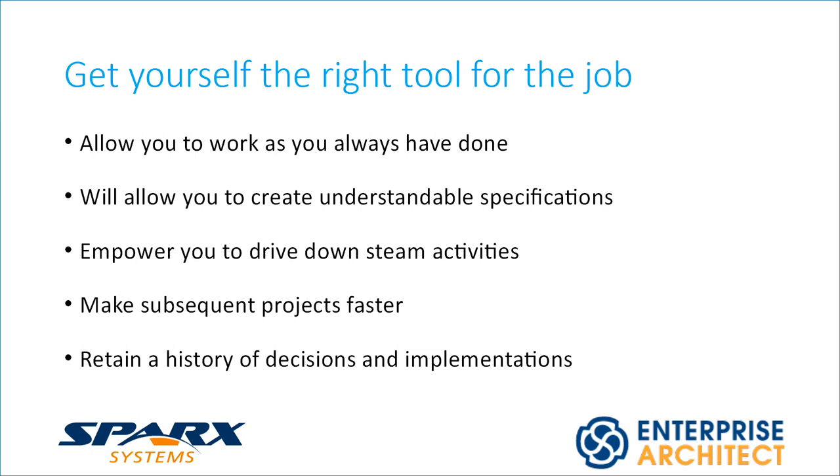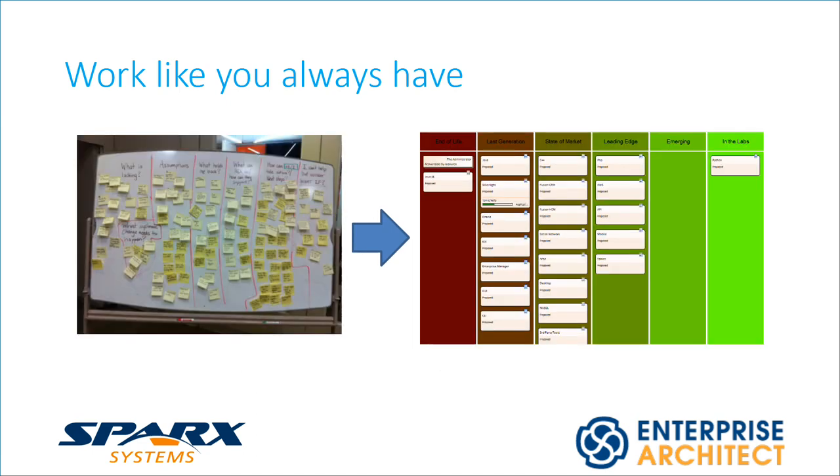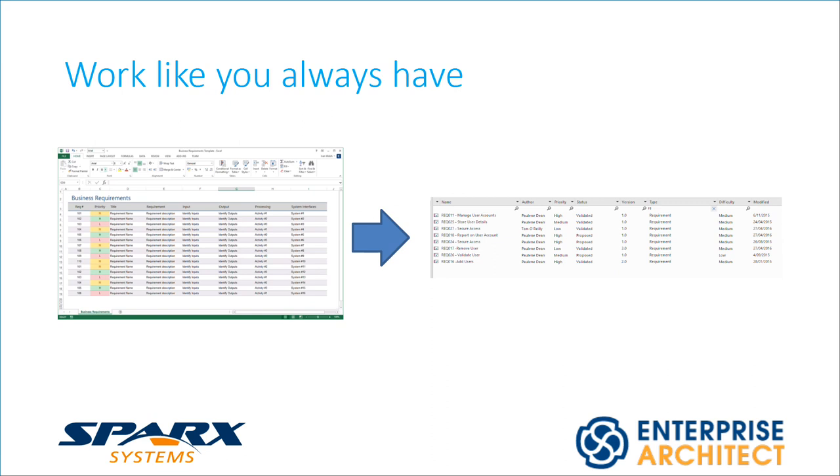So work like you always have. If you like the format of a post-it note, then keep it and have your requirements visualized as you can see on screen. If you like Kanban diagrams, then build them in Enterprise Architect, with the added advantage of moving a requirement from one column to the next will automatically change the corresponding properties for that element. If you like using text entry to enter your requirements, including names, numbers, and a description, then use a text-based approach within Enterprise Architect. But you also have the added advantage of a visual representation of your requirements.